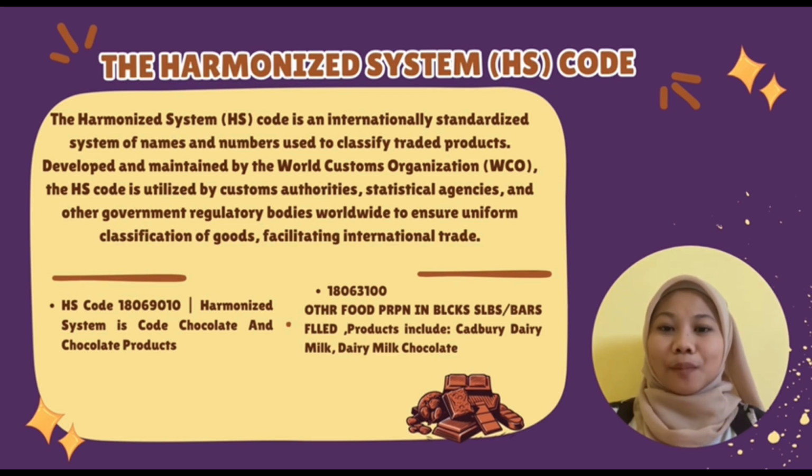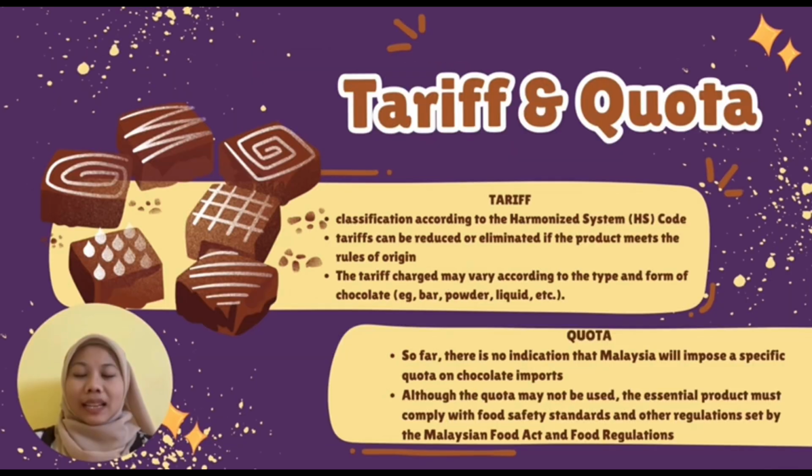Therefore, every import product will have a Harmonized System HS code. For this chocolate product, the code is HS code 18069010. The Harmonized System is the chocolate code for chocolate products. Next, I will continue with tariff and quota.